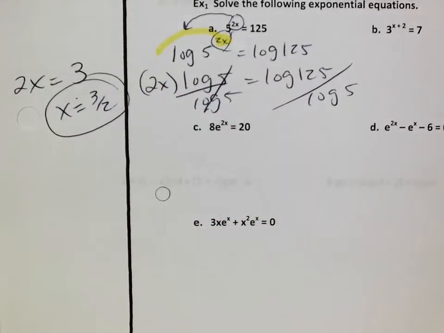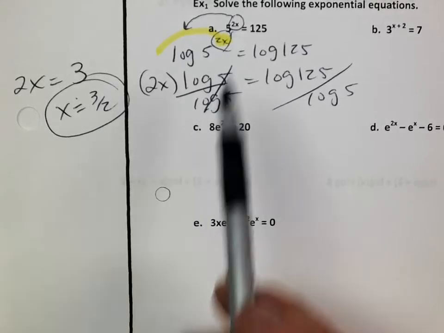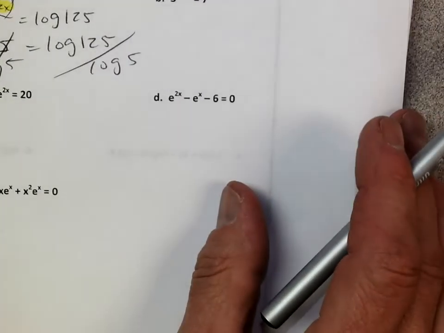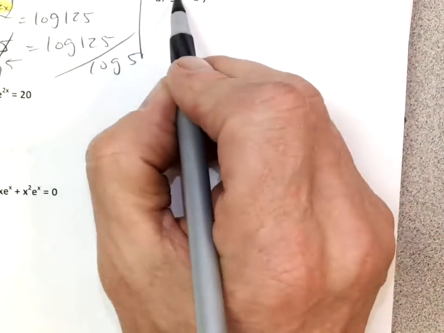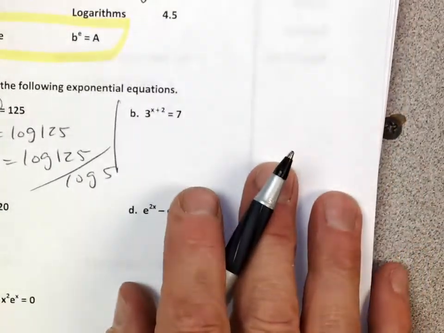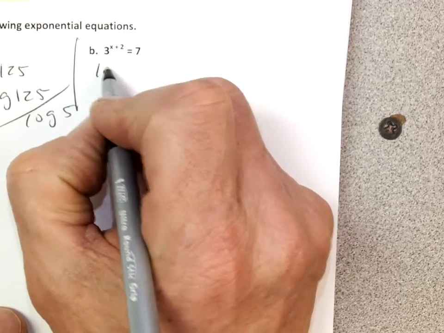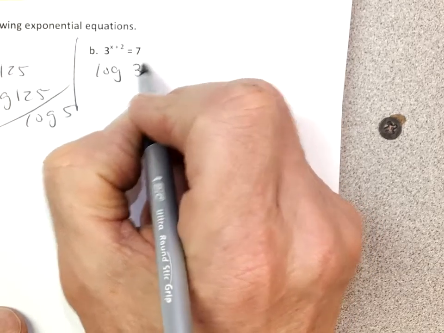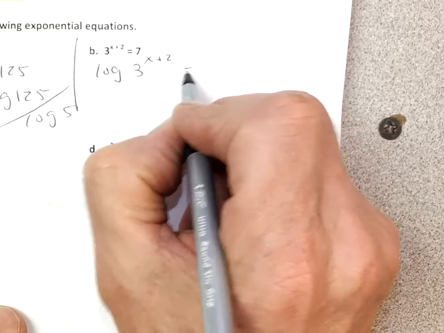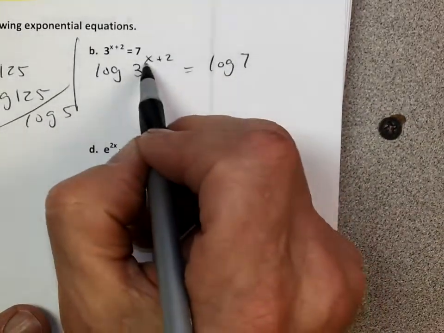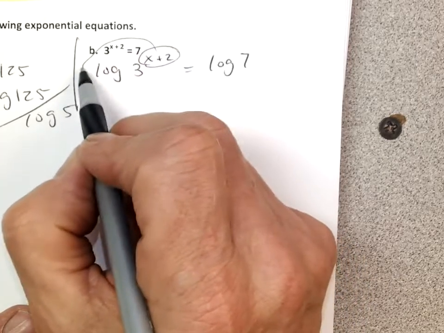So, key to this whole thing, Taylor, is really, if you have x in the exponent, you have to take the logarithm of both sides to get it down. Does that make sense? Okay, how about b? Same thing with b. You need the x plus 2 to come down. Okay, thank you, Marie. So we take the log of both sides, log of 3 to the x plus 2 equals log of 7. You have to take the log of both sides to bring it down. So then x plus 2 comes down.